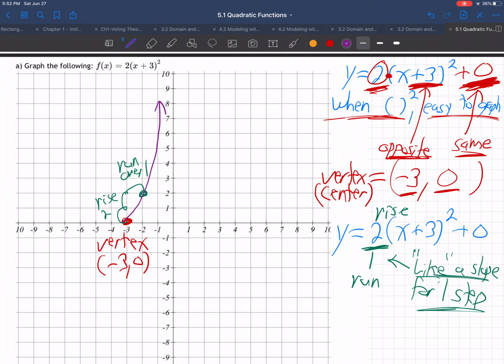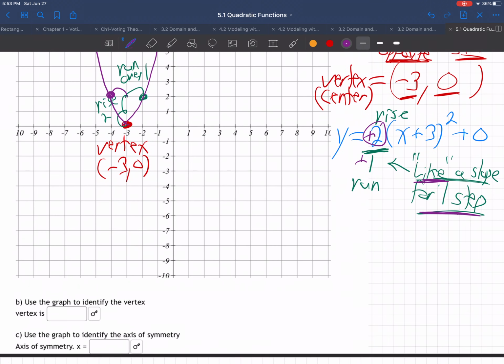That'll give you an exact, precise point. If you treat that number in the front like a slope for one step, it won't continue to go at that slope, but just do it for one step. Up 2, and it's positive, right? So it went up 2, over 1. And you know it's symmetric. So if it went up 2, right 1, it also goes left 1, doesn't it? Because they're always symmetric. So that gives us exact points to graph our parabola. Treat that number in the front like a slope for one step. Go up 2, over 1. That's why we need that number in the front. And if it's missing, you make it a 1.